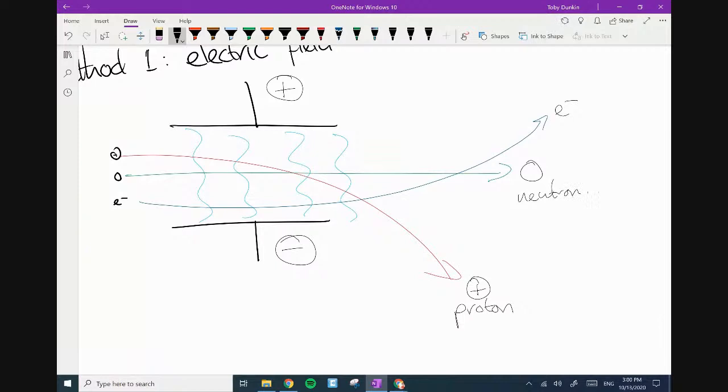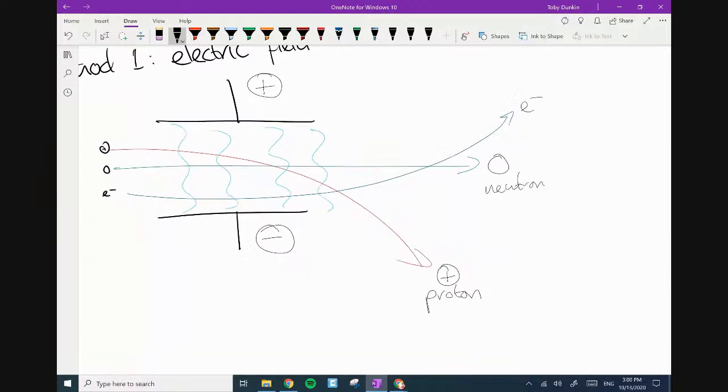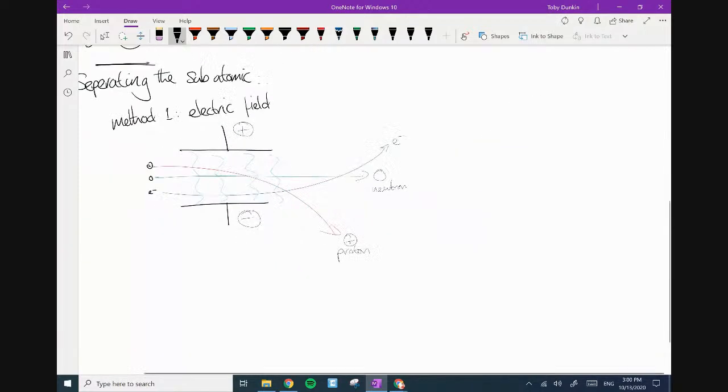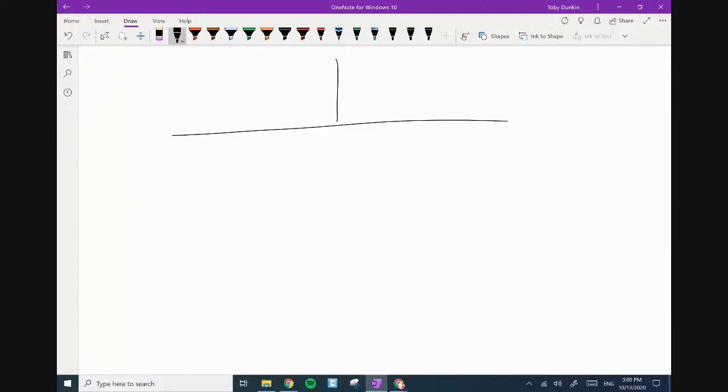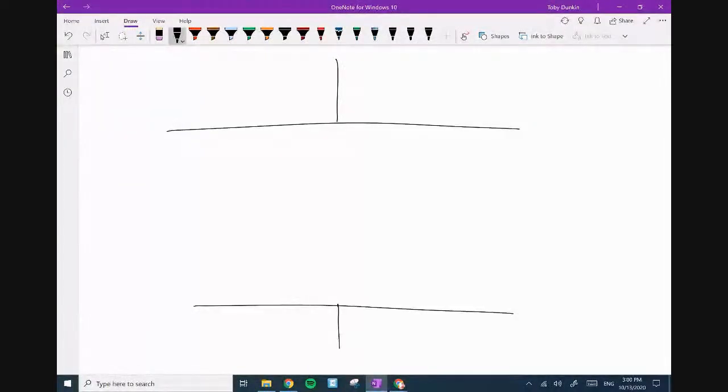Now, I'm just going to take this one extra step. Let's look at this on a slightly grander scale. This is where my diagrams let me down. I just want to talk about the two particles that are being deflected, the positive proton and the baby electron. Let's put them side by side.